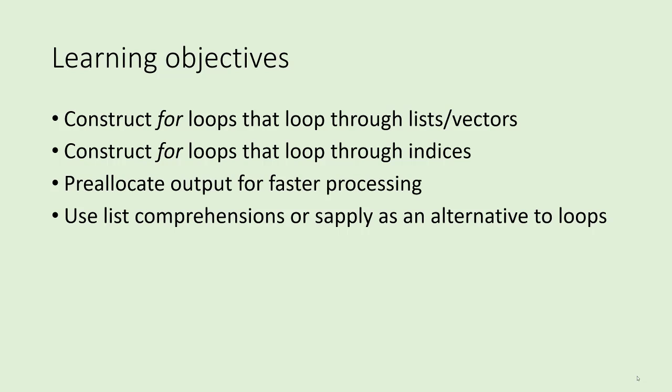In this video, our objectives are, first, I'm going to show you how to construct a loop that goes through a list in Python or a vector in R one at a time. Then I'll also show you loops that will instead use an index. And for cases where you're running a loop and you find that it's going kind of slow, I'm going to show you how to pre-allocate the output so that it runs a bit faster.